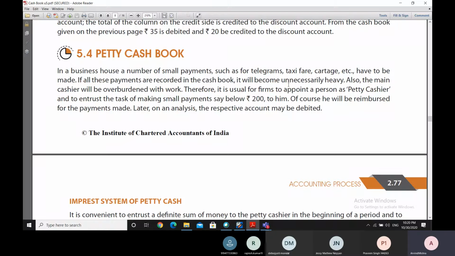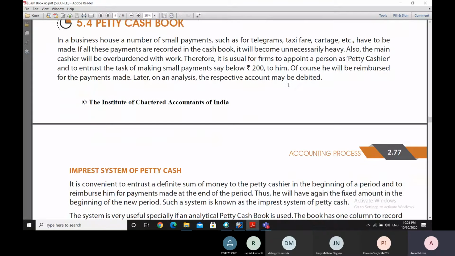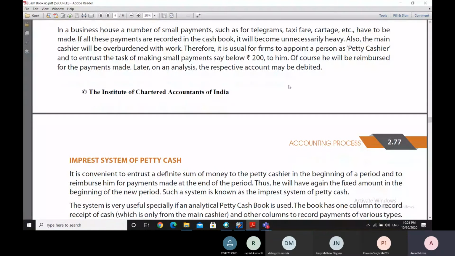Their task is to make small payments, say below 200 rupees. Of course, he will be reimbursed for the payments which he is making. And later on, an analysis is done, and the respective accounts are debited. So at the time of making small payments, the petty cashier just makes the payments and keeps a record of it.